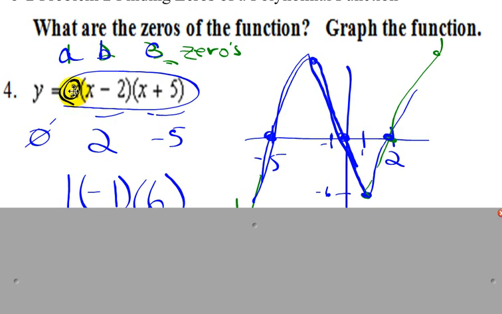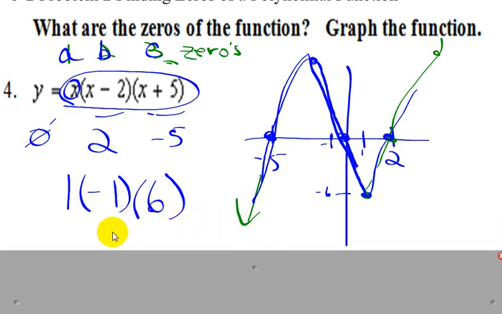So we put in a 1 times 1 minus 2, so that's a -1. -1 times 1 is -1. Now we've got -1 times 1 plus 5 is 6, so it's a -6. So it's a negative number. It's falling. So now we know the shape of our graph is going to go up, down, and back up through those zeros. Okay? And that's how you graph quickly.